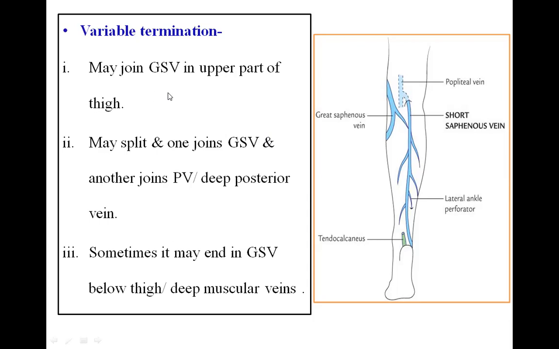It may join the great saphenous vein in the upper part of the thigh, or it may split and one will join with the great saphenous vein, another will join with the popliteal vein and the deep posterior vein. And sometimes it may end in the great saphenous vein below the thigh or in the deep muscular veins.